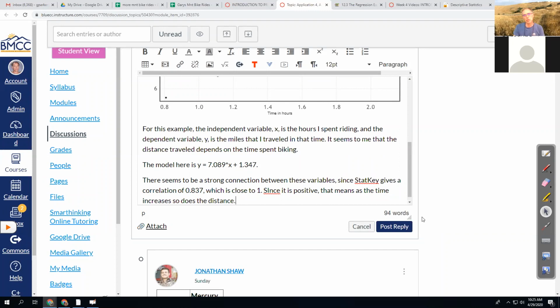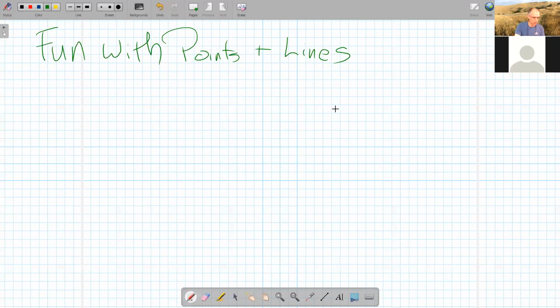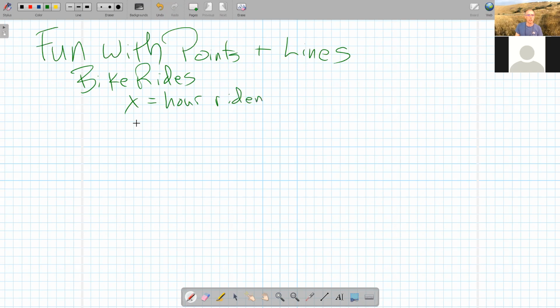So what does that number 7.089 mean? And I'm going to whip out my notebook to analyze that for a second. So on a problem like this, I go back and forth between playing with something like a spreadsheet or a graphing calculator or Stacky and then writing down notes to kind of figure stuff out. So I'm looking at my bike rides here. That's my situation. And I have x is hours ridden and y is miles traveled.